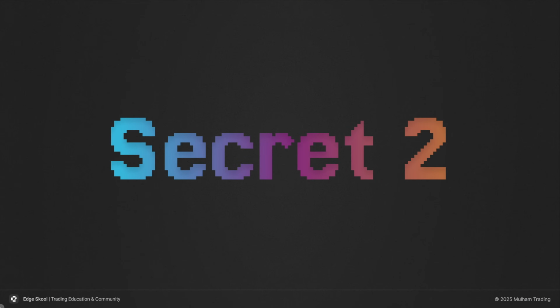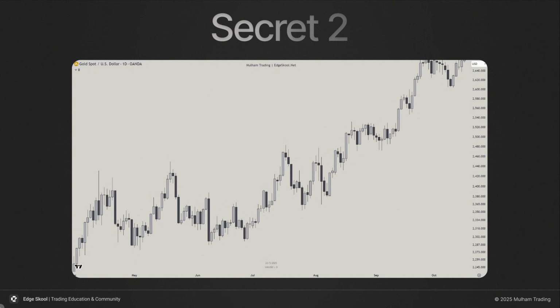Now, secret number 2, and that is the wick entry. Now, this is something that most people don't talk about, and this is where I have my main focus now. This is where I enter. This is where I get my sniper entry. This is where I get mostly the best entries, either in gold or the Forex pairs.